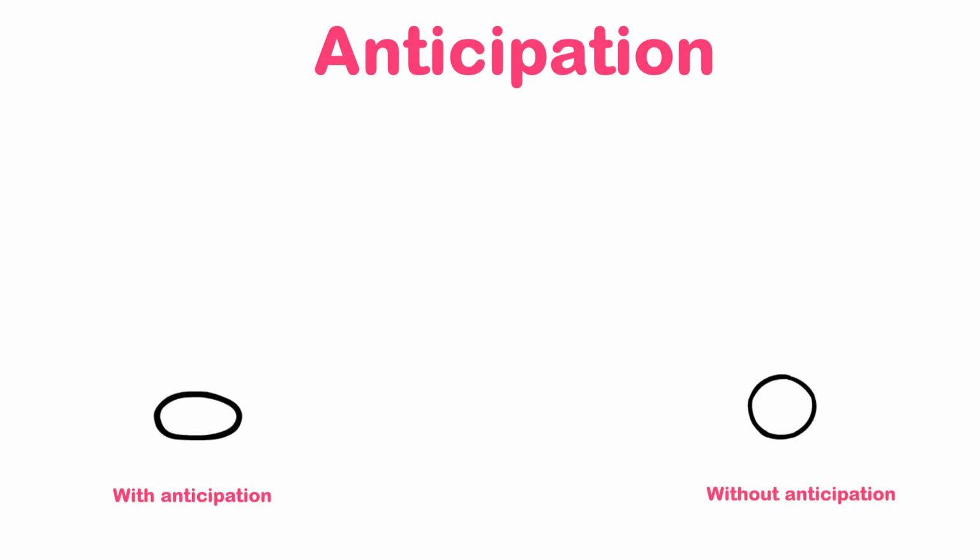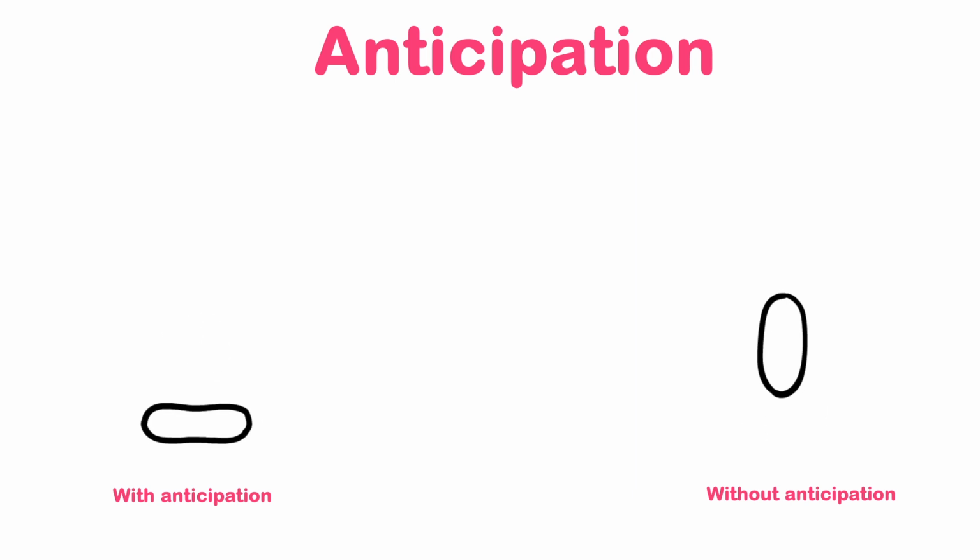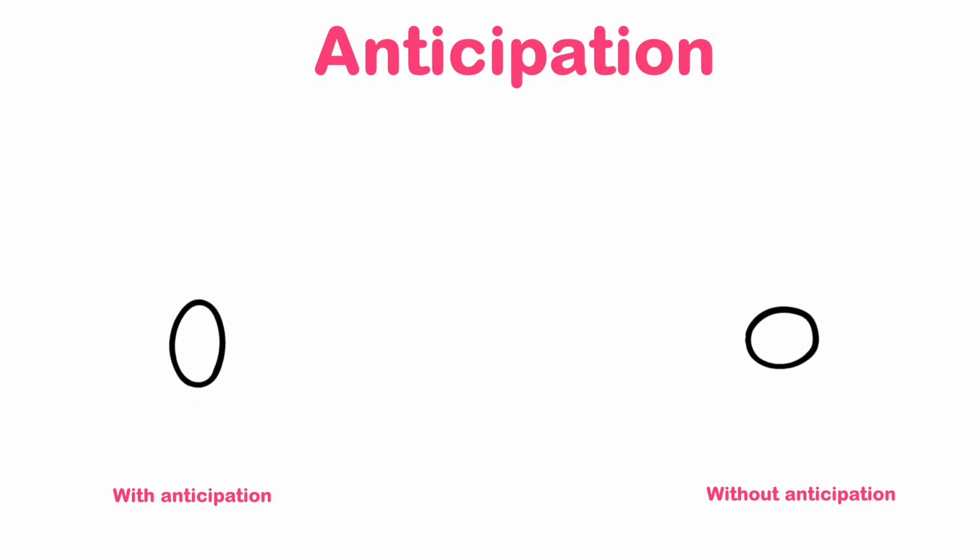So here is an example with and without anticipation. You can see the difference. The second one is not looking that bad, but it looks like an object. It doesn't look like it has some personality to it. But the first one, which has some anticipation added to it, looks like it has its own personality. It is anticipating the main action by squashing and then jumping off the ground.